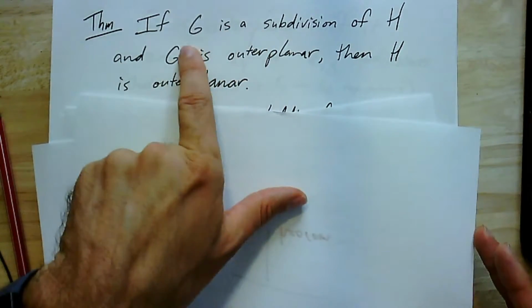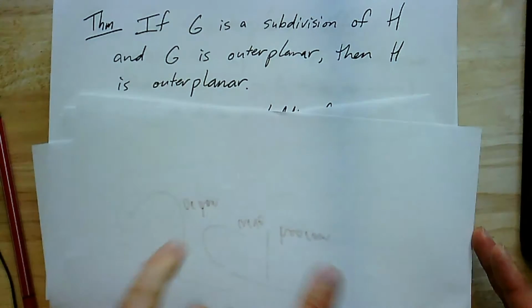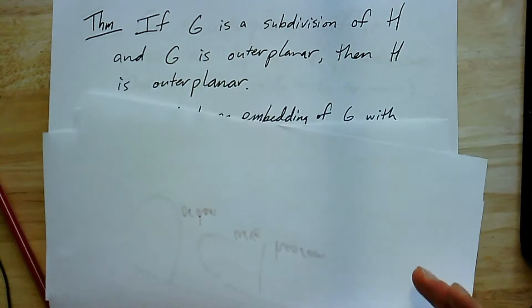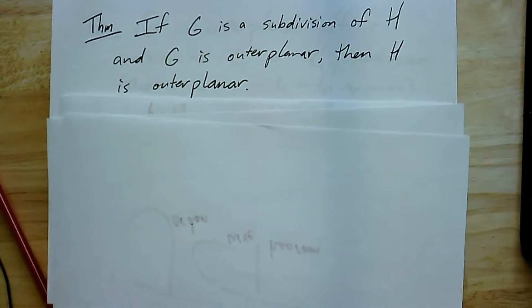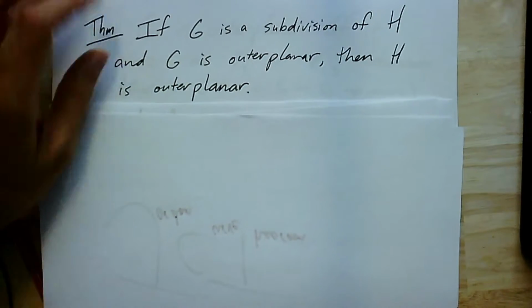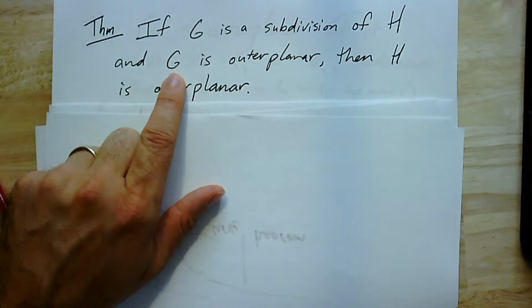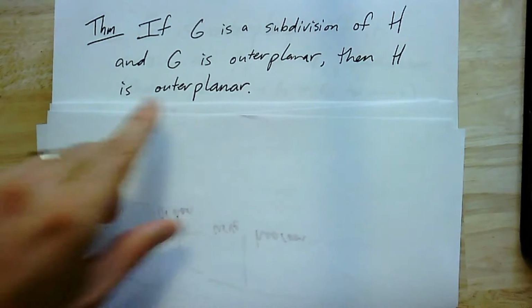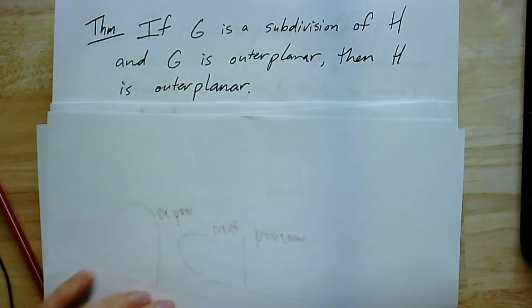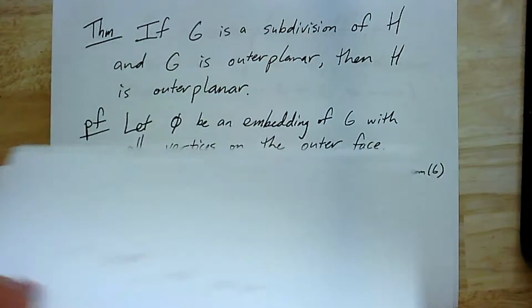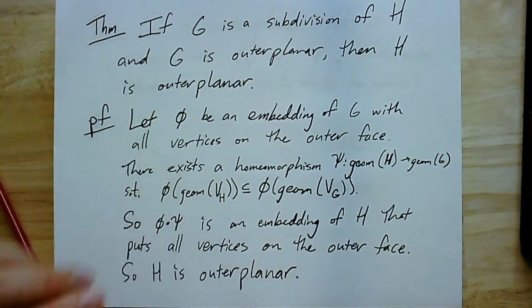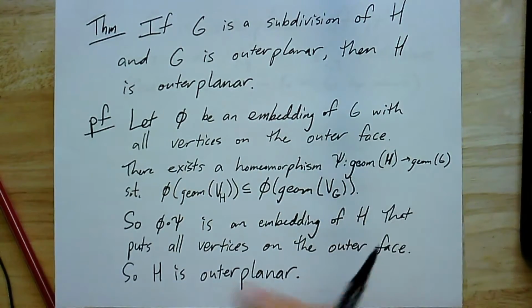If I have a graph, G, and it's a subdivision of H, and G is outer planar, then H is outer planar. Okay, this should be kind of intuitive. I think the idea, hopefully, if you think about it a little bit, you'll say, well, if G is outer planar, you just take the embedding, and if H is a subdivision of it, then you can get an embedding of H that sits right on top of G and has all the vertices still on the outer face. To make it just a smidge more formal, you might actually give a name to that embedding of G. So phi is some embedding of that graph.